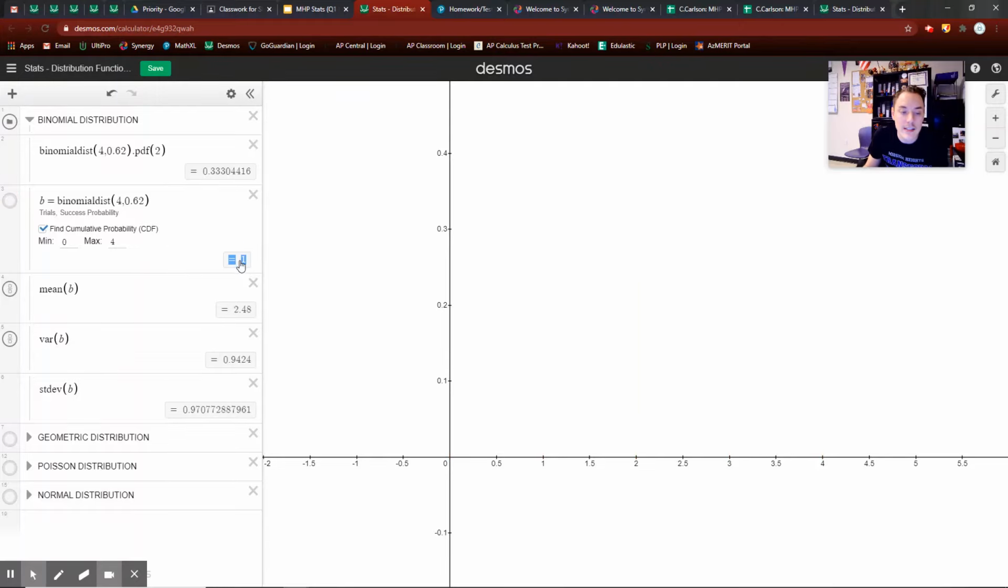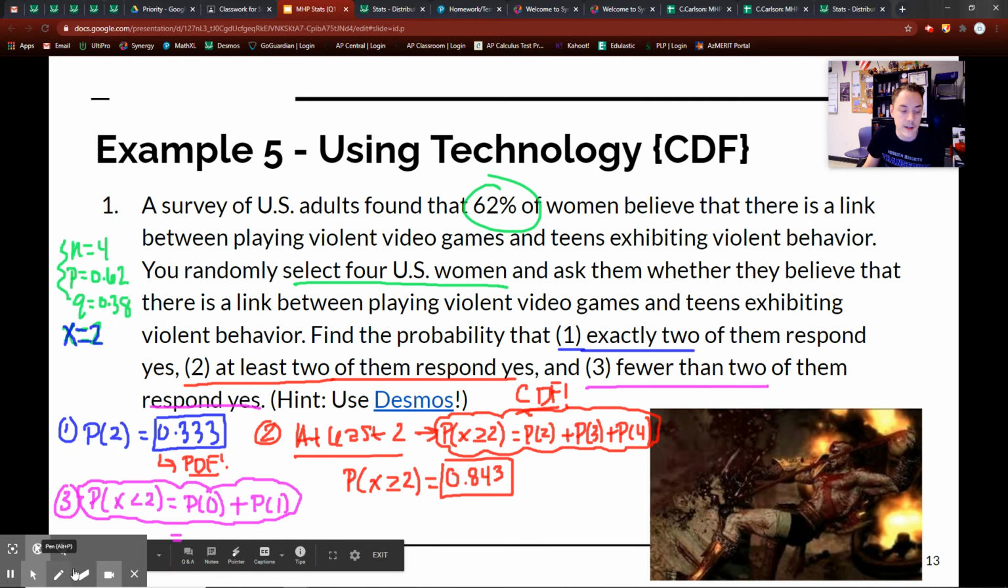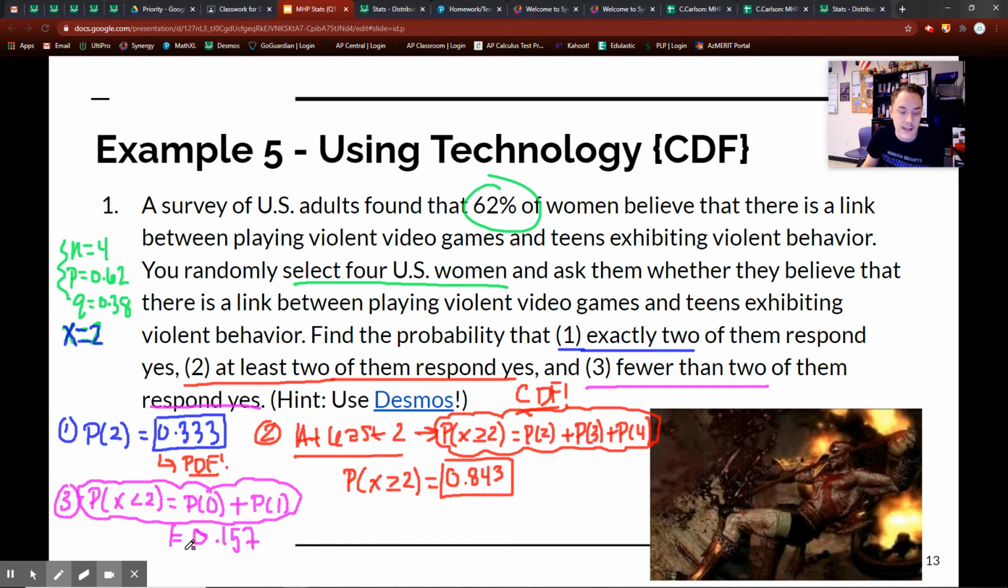And so what this means, guys, is that that's my probability distribution. That's actually equal to 1. All the probabilities equal 1. The problem is I don't want 0, 1, 2, 3, 4. I don't want the whole trial of women. I only want 0 to 1. So fewer than 2 is roughly 0.157. And that's what I do. My min 0, my max 1, 0.157. I go over here, 0.157. That is my answer.